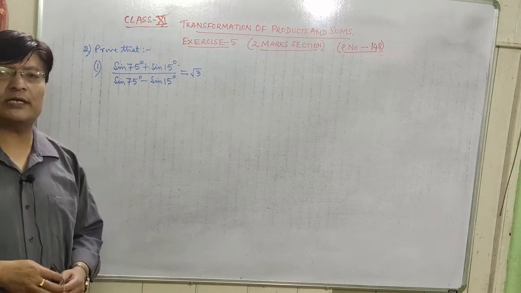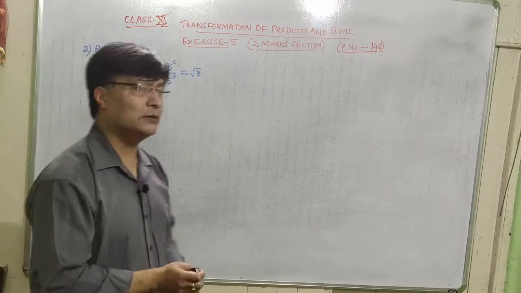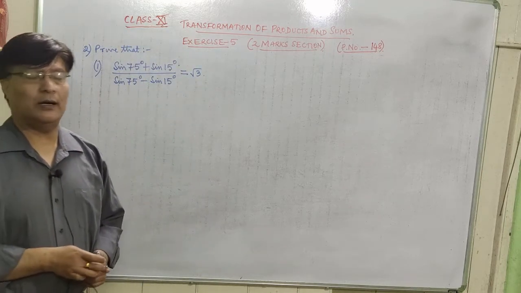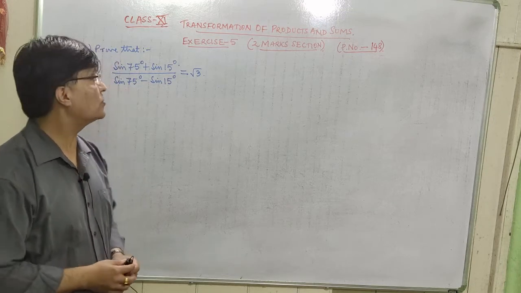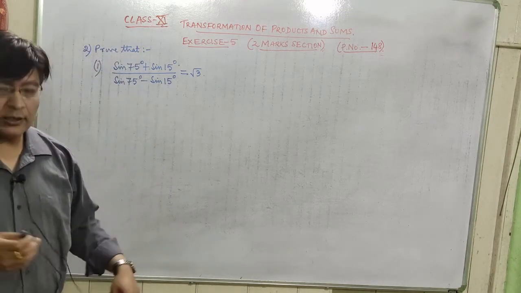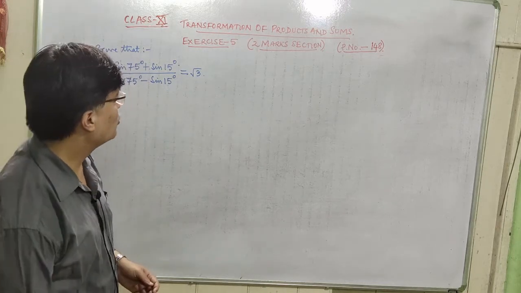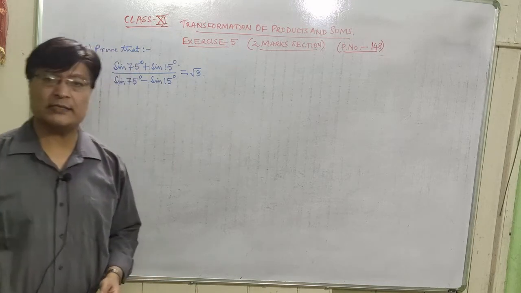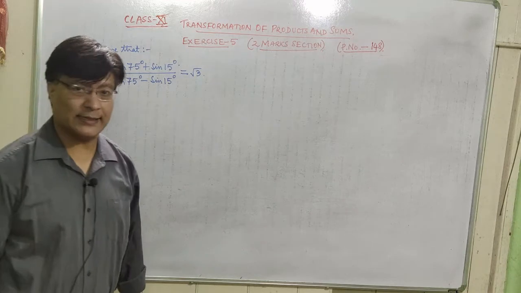So now I am doing class for class 11 science. The topic is the same topic that we were doing in the last online class, that is, transformation of products and sums. So today is the continuation class of this chapter. Same exercise 5, 2 marks section, page number 148 from the book Higher Mathematics for class 11 by SND.